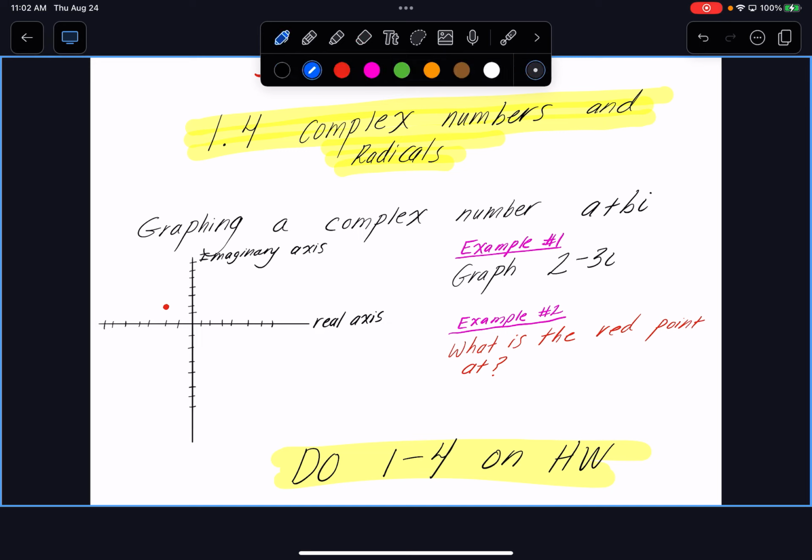All right, 1.4, complex numbers. You guys also should be taking notes. Now, on note taking, can you write down everything? No, you don't have time for that. You write down the key things.